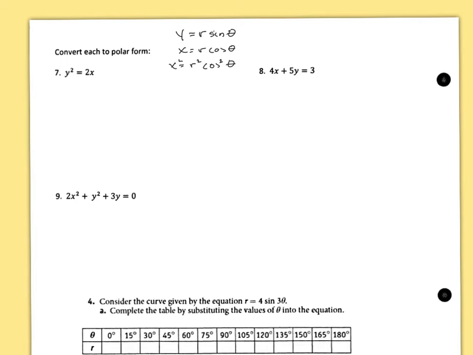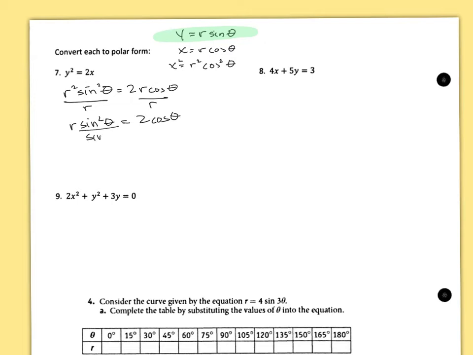So for y squared, since I know how to square x, I'm going to be able to square y also. So if we square this guy right here, we square all of this. So we'd get r squared sine squared theta equals 2 times x, which is r cosine theta. Now we are trying to get this thing to be r equals. We have too many r's. We only want one. So we're going to divide both sides by r. Now we have r sine squared theta equals 2 cosine theta.